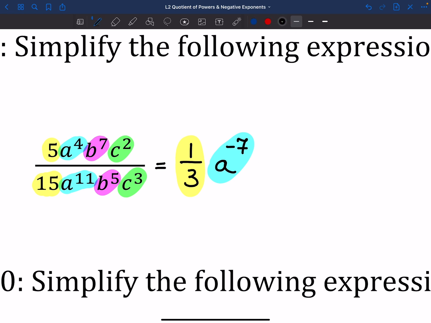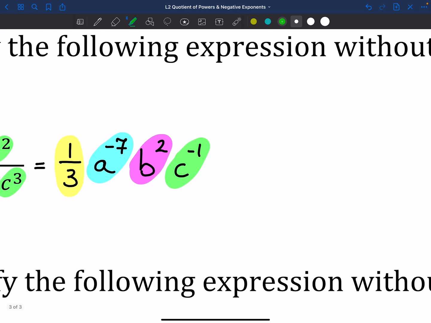For the b's, 7 on top, 5 on the bottom. Again, we're going to subtract those. B squared. And then last but not least, we've got the c's. 2 on the top, 3 on the bottom. So 2 minus 3 is negative 1. So I know that I've said that the 1 is optional. When it's a negative 1, we do want to write that because that's important. If it was a positive 1, it's assumed that it's just a 1 C there. But if it's negative, make sure you got that.